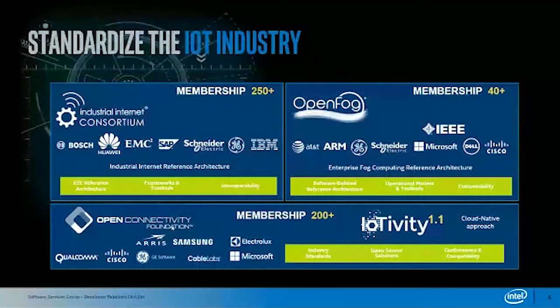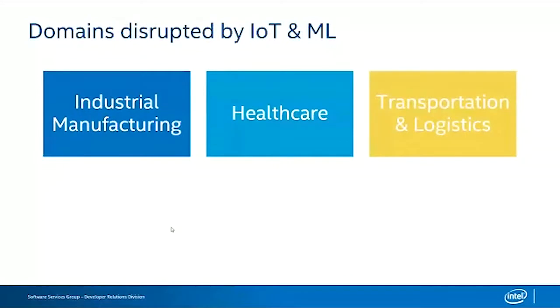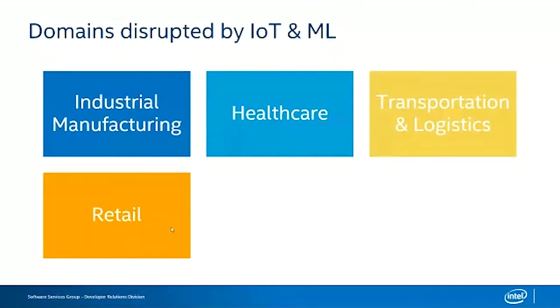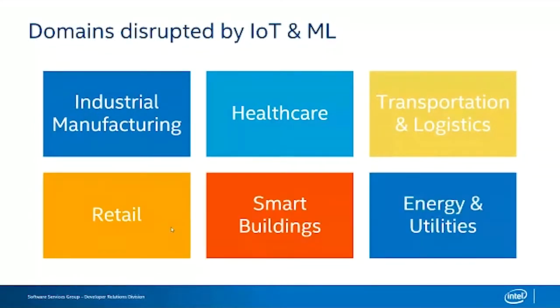So jumping on, the lack of IoT standards will definitely slow us down, and Intel is a huge part of the Industrial Internet Consortium, OpenFog, and Open Compute platforms. And without the help of these industry partners, it's really hard to tackle something as complex as IoT. So let me now walk you quickly through some of the domains that are disrupted by IoT and machine learning, and I'll try to motivate it with a few specific examples.